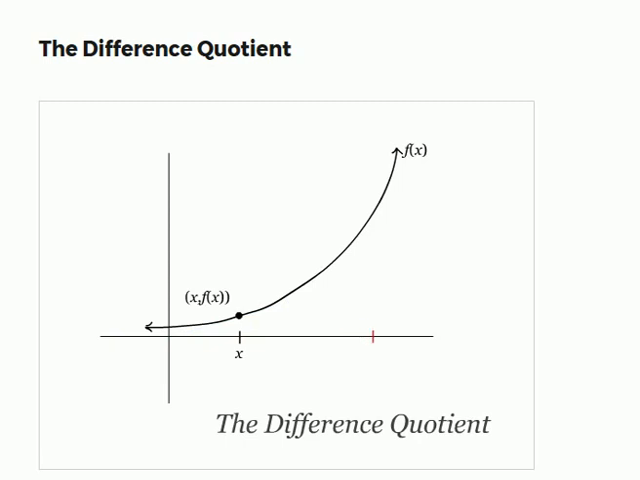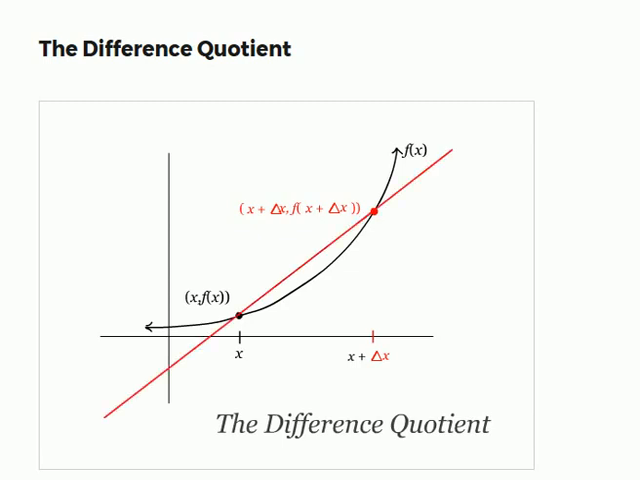I'm going to move a small distance to the right of x, and I'm going to call this small distance delta x. It's mathematical language for the change in x. Therefore, this new location is the total distance of x plus delta x from the origin. And this new point has coordinates x plus delta x, comma, f of x plus delta x.